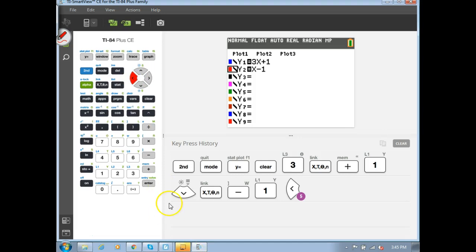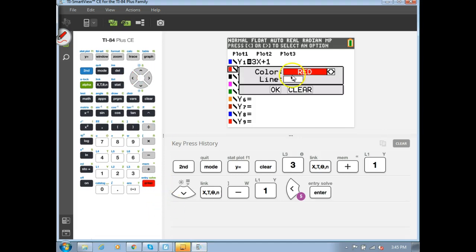to where the color block is, and you can toggle between the options. For color, that's exciting. But down here for line, when you toggle between the options, what do you think that represents when it shades the upper right-hand corner? That's a greater than symbol. So we wanted less than, so that's that guy. And then I hit OK.